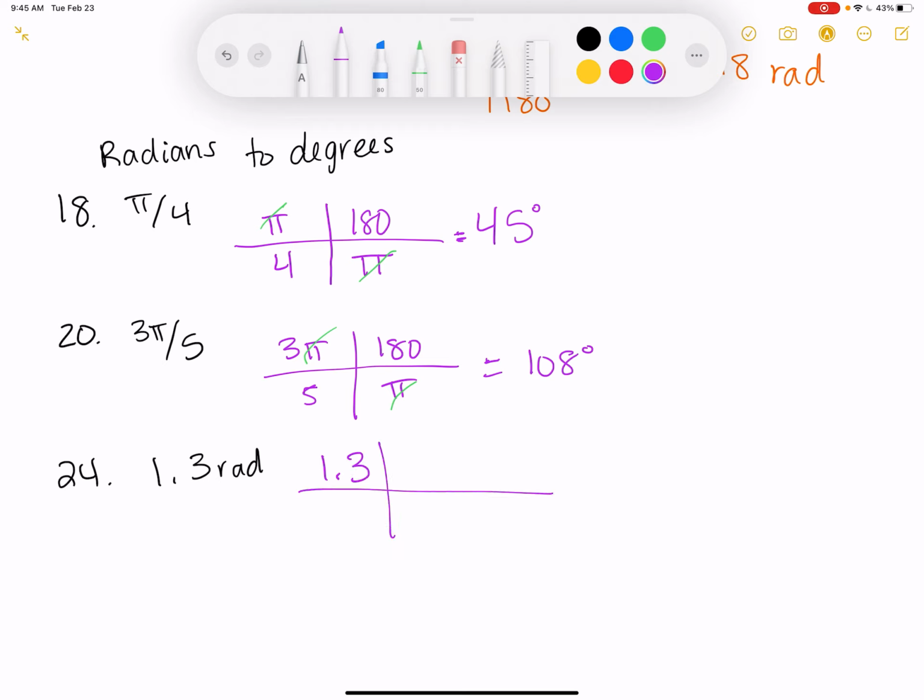So in this case, the pi doesn't actually directly cancel, so you're going to have to do 1.3 times 180 divided by pi. 74.485. You're smarter than me. You want to multiply 1.3 by 180 first, or divide 180 by pi first? I haven't really decided. And then 60 times 3.14.